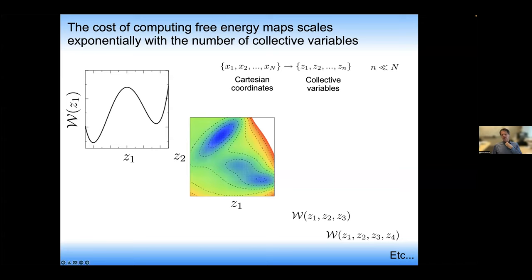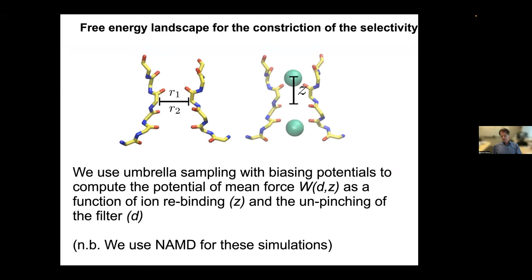However, there's certainly a computational cost. You cannot go to an arbitrarily high dimensionality. And so this makes your life a bit difficult, and you have to be very parsimonious when you do these kinds of systematic potential of mean force calculations. So for example, in the case of the potassium channel, what governs the transformation from the conductive to the non-conductive state is a narrowing of the pore in the KcsA channel, around the middle of the pore.